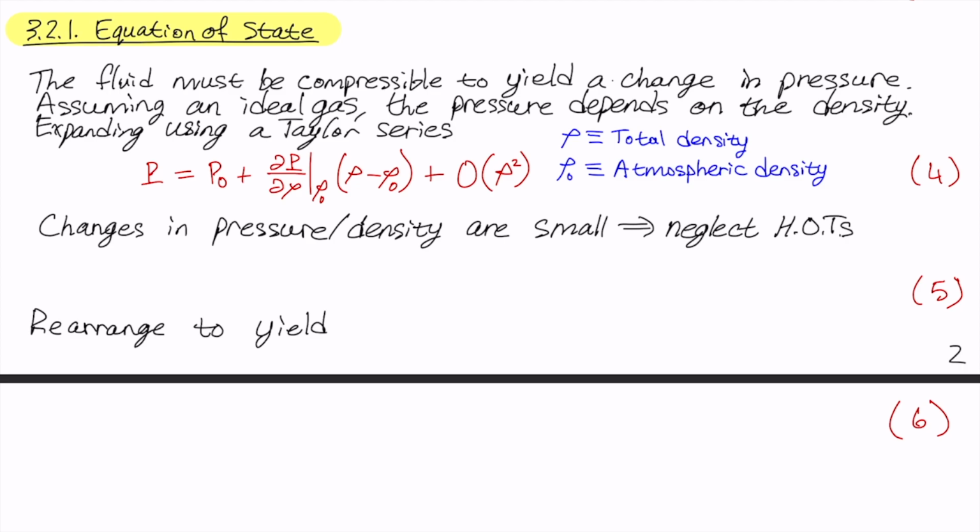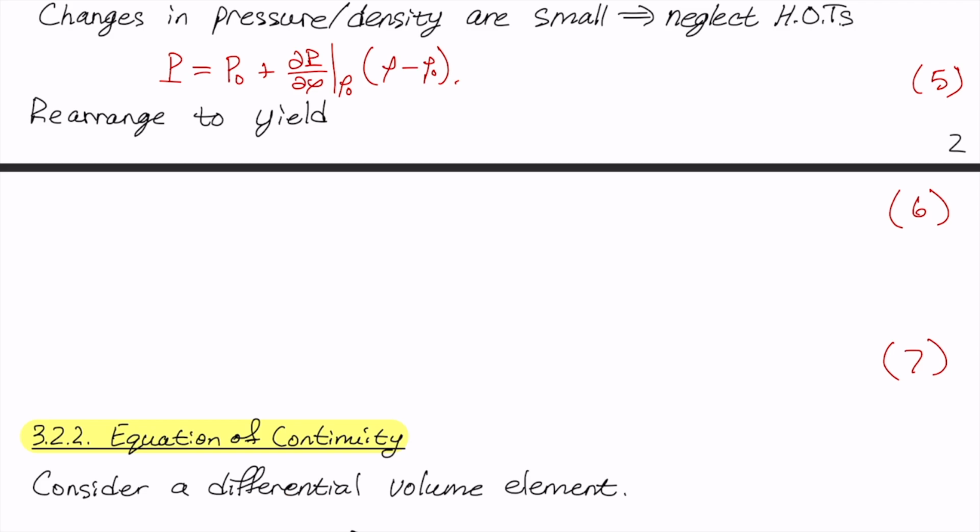So changes in pressure and density are going to be small. As we talked about and briefly showed in the last video, acoustic pressure waves are going to be small fluctuations about the atmospheric pressure. So this means that we can neglect the higher order terms and then write that big P is equal to the atmospheric pressure plus partial big P over partial rho, evaluated at rho 0 times the quantity rho minus rho 0. Again, we're neglecting higher order terms here.